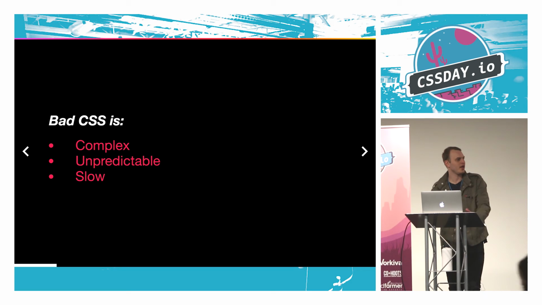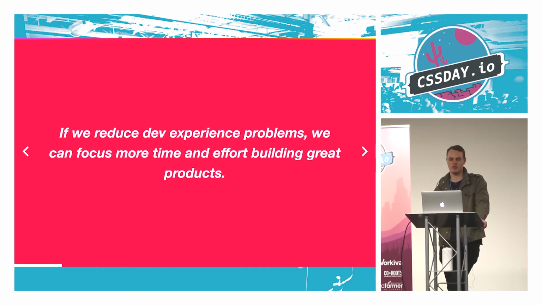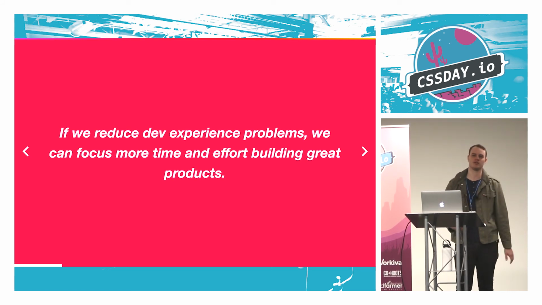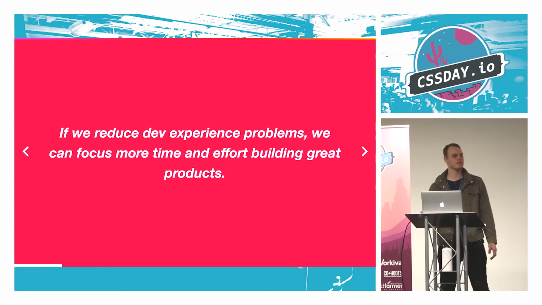So my operating assumption here is that if we can reduce developer experience problems, we can focus more time and effort on building great products. The first 2 bullet points about bad CSS and good CSS are related to developer experience, and the last one is related to user experience. All of us are trying to provide value for our end user, and code is the artifact that we're using to produce that value. Users get benefit from the end product, not from looking at our source code.